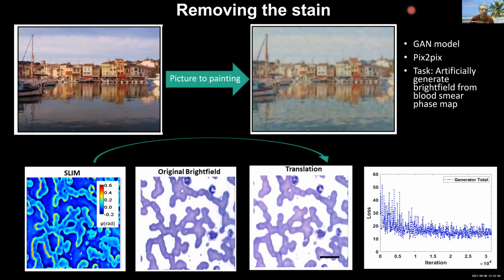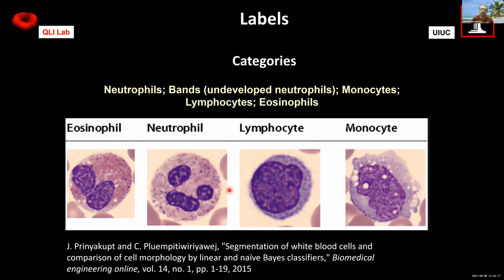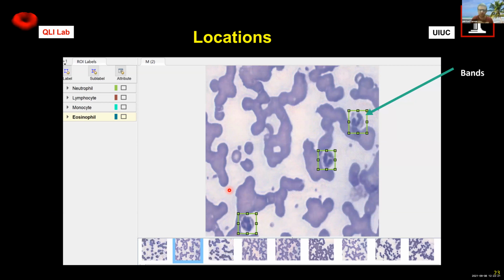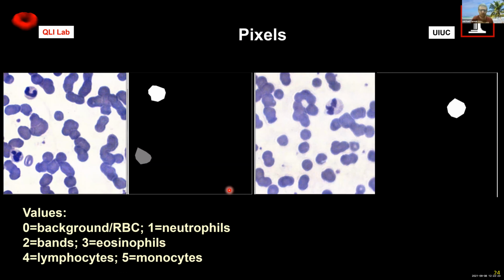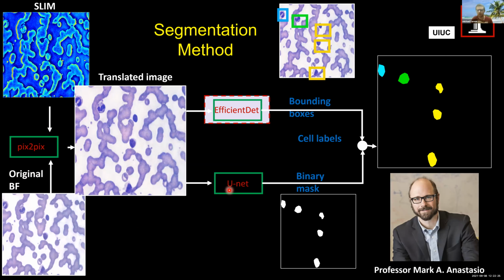So you may have seen this kind of thing where you take a picture and then you produce a painting. We're doing the exact same thing. We want SLIM to produce the bright field image and bypass the need to use a stain. And actually, it's a fairly good result. We're using the pix2pix model, and we're looking at 4 different types of white blood cells. We classify them both in localization and pixel values. And this was done also in collaboration with Professor Anastasio's group.